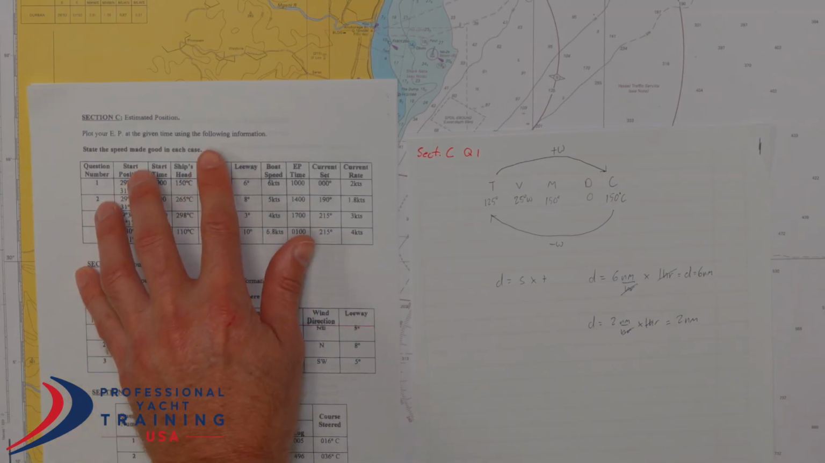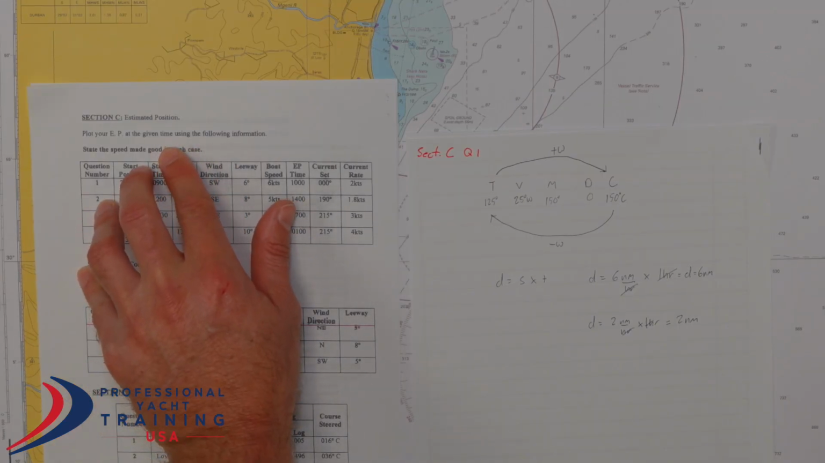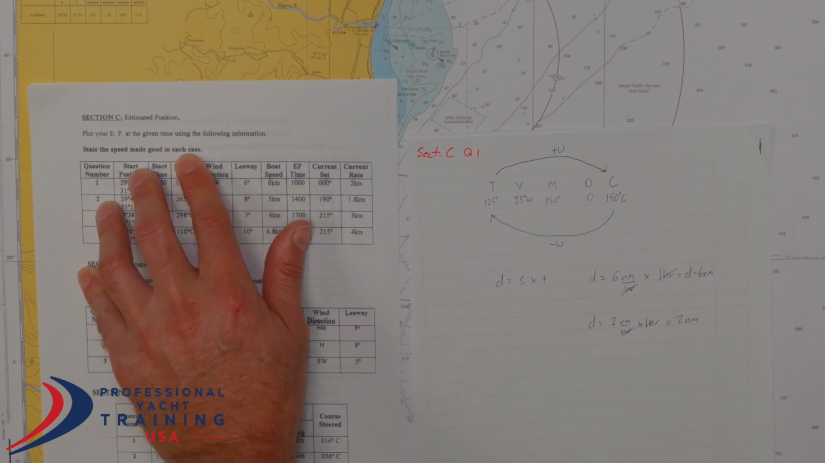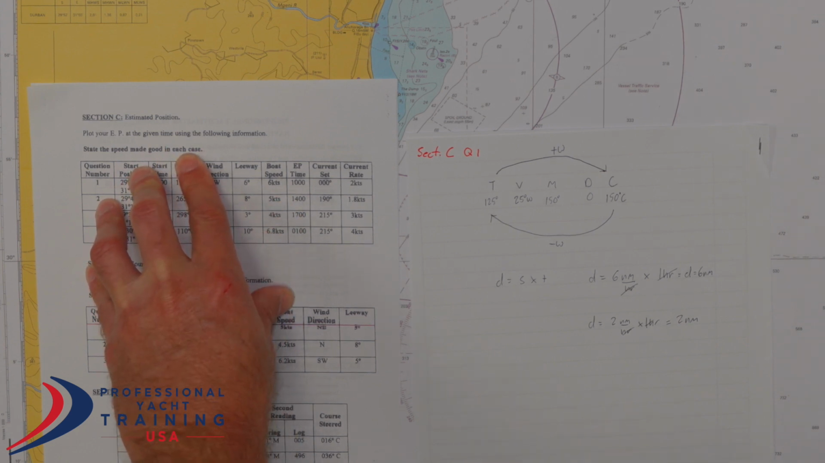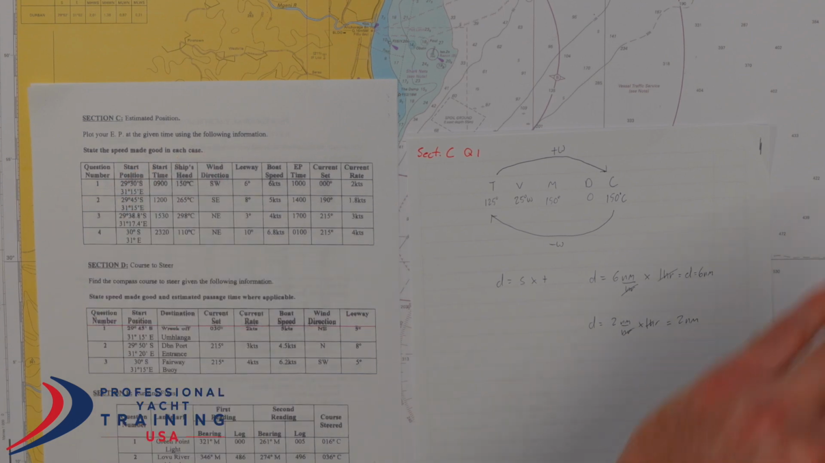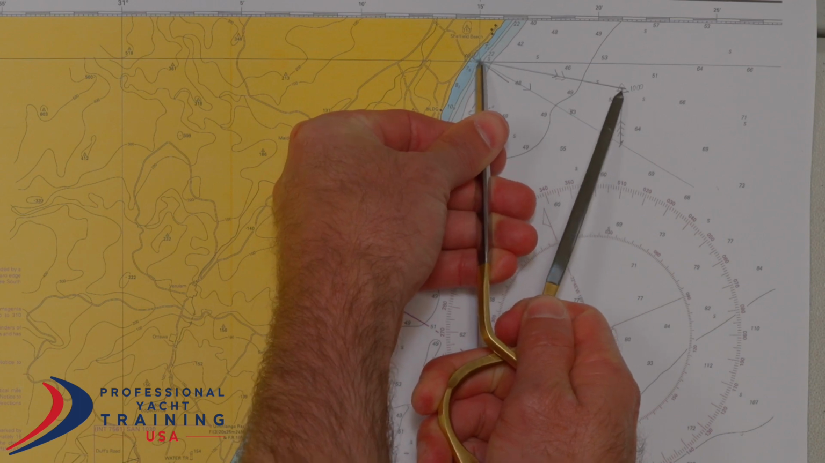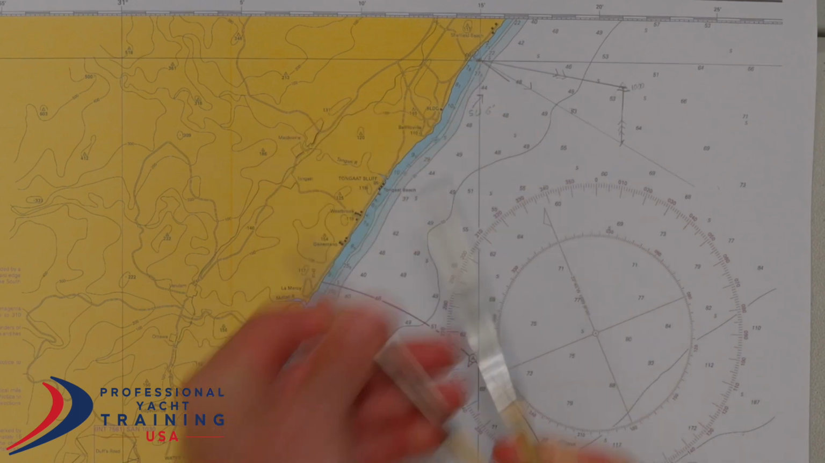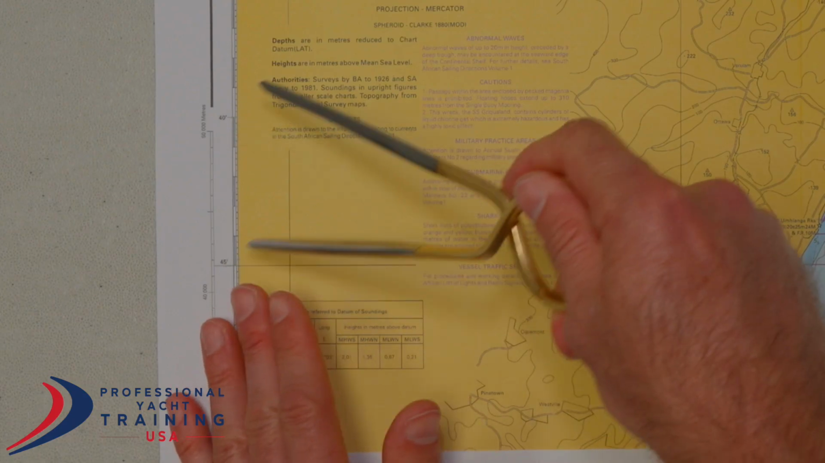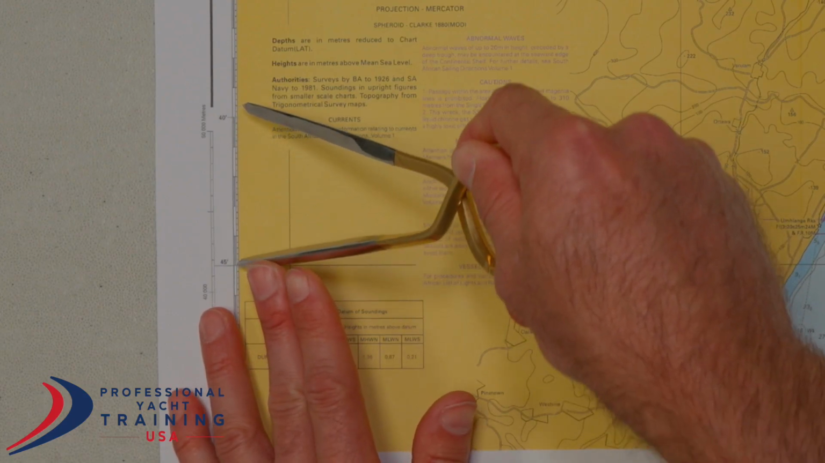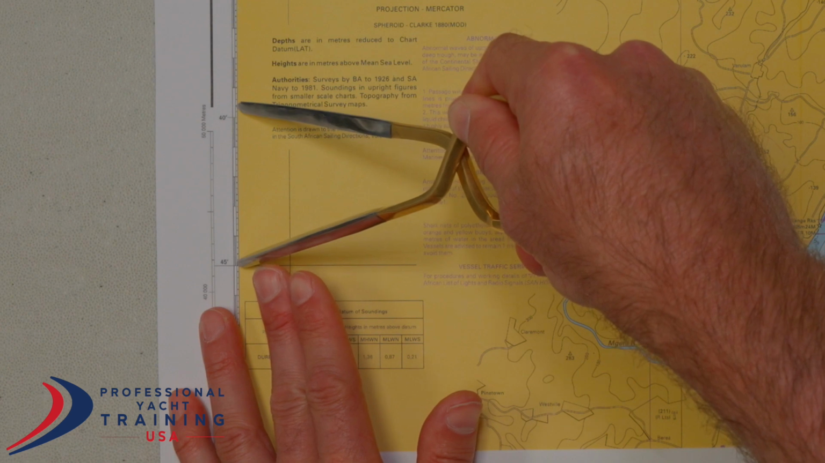So they've asked me to plot the estimated position. That's done, but they've also asked me for the speed made good. Now our water track represents our boat speed. Our current represents the current rate. So the speed made good must come from the only remaining line here, which is the ground track. So the last step for this problem might be to go ahead and accurately measure out this distance here. Bring that to our latitude scale. Measure out what that comes to.